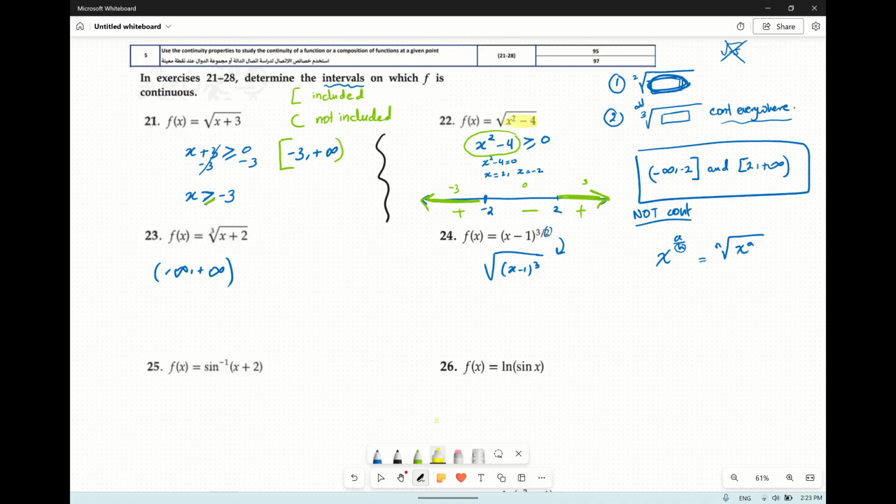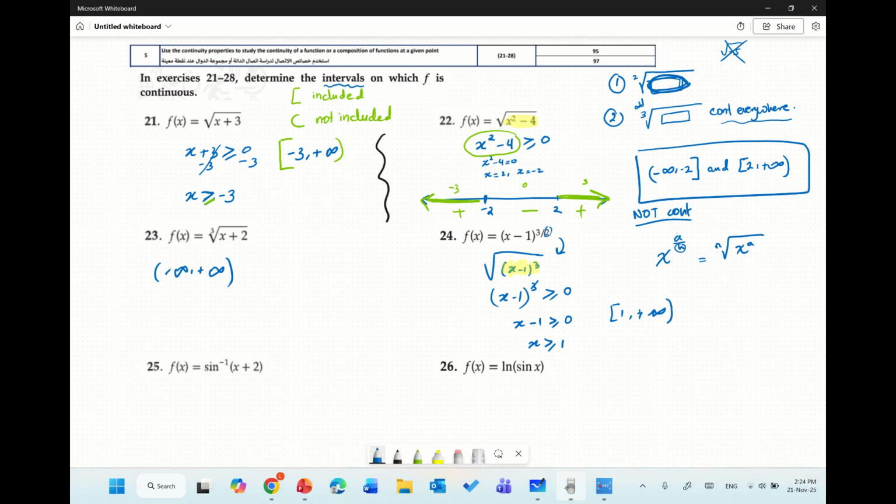So now again, how is a square root continuous? Whenever the thing inside is positive. So now I will say x minus 1 power 3 should be more than or equal to 0. Now, since this is 0, I can cancel the power 3. It's like I took the cubic root of both sides. So now x minus 1 greater than or equal to 0. So x is greater than or equal to 1. Now I will write my interval from 1 to positive infinity.